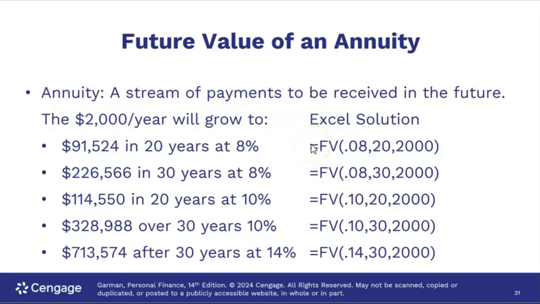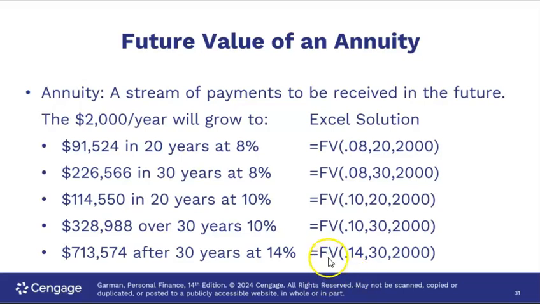So if you went into Excel and just clicked on a cell and typed equals FV 0.08, 20, comma 20, comma 2000, that's telling Excel that you're investing $2,000 each year for 20 years at 8%. What you should get is $91,524. I believe there will be some change, and so on down the line.